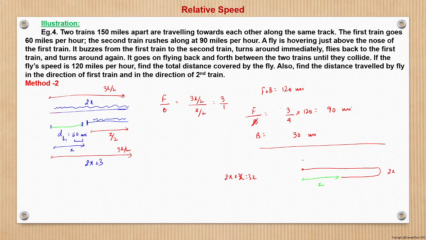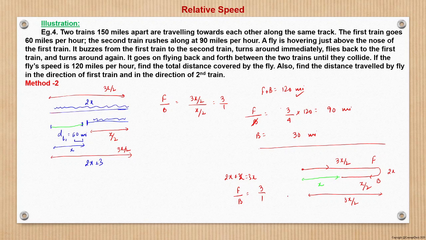Of this 3x, the top distance, because both are the same, this will be 3x by 2, and the bottom will also be 3x by 2. Out of this 3x by 2, this green is x. So what remains here is x by 2, this bottom red part. And the top red part is 3x by 2. Top red is the forward distance, and bottom red is the backward distance. So the ratio of forward upon backward is 3x by 2 upon x by 2, which is 3 by 1. And the total distance we know is 120 miles.